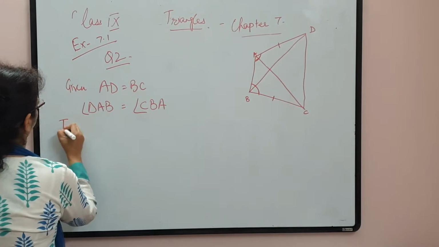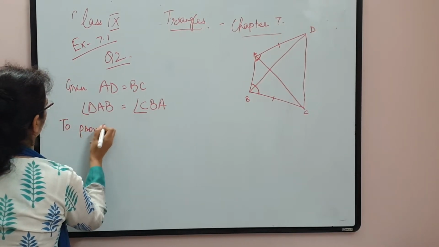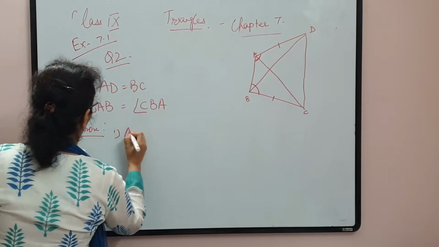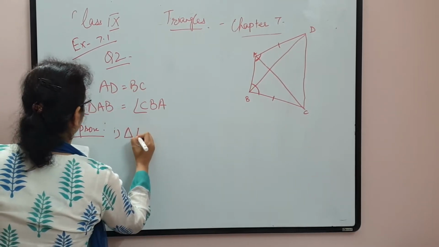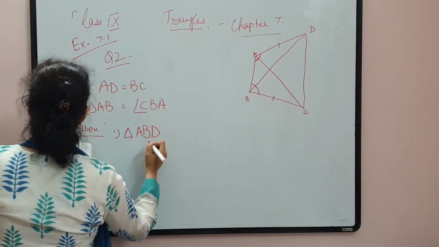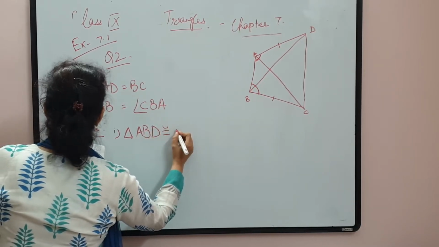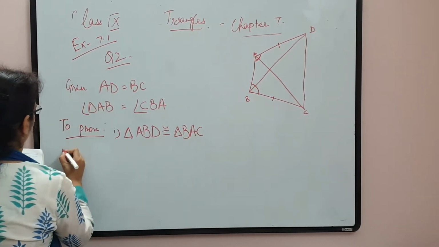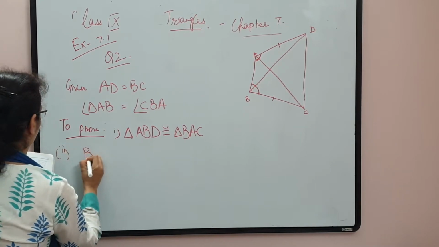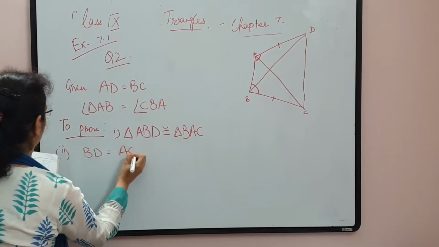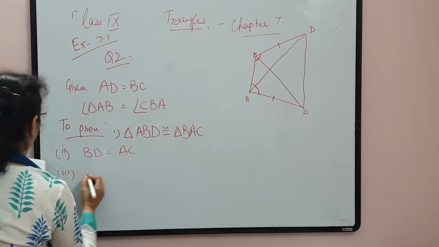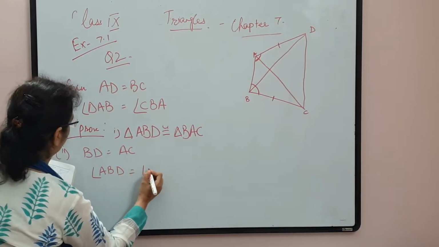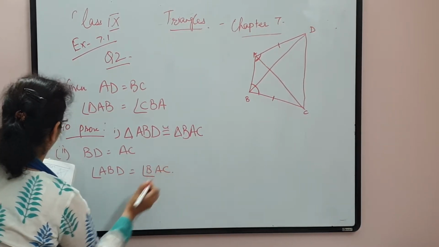What you have to prove? You have to prove number 1 that triangle ABD is congruent to triangle BAC. Further, you have to prove that BD is equal to AC. Third, you have to prove that angle ABD is equal to angle BAC. Alright.